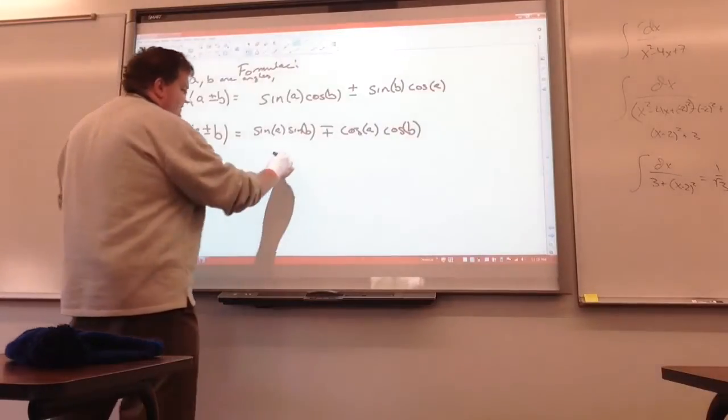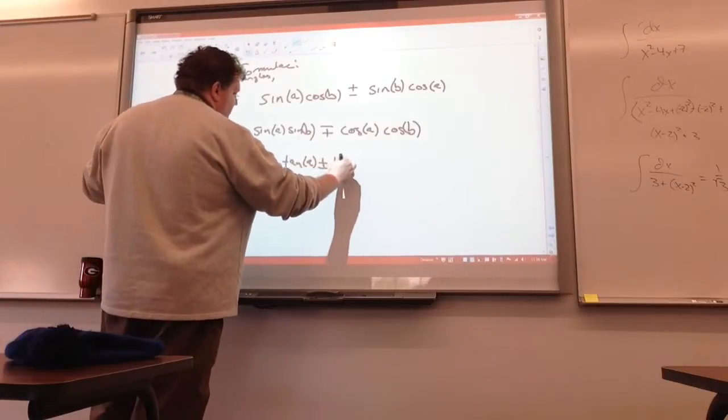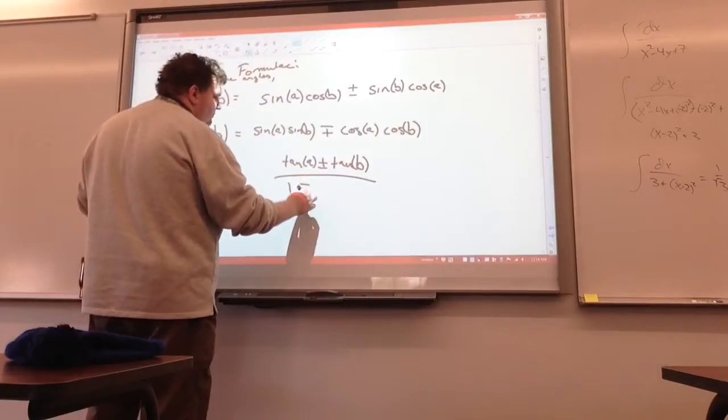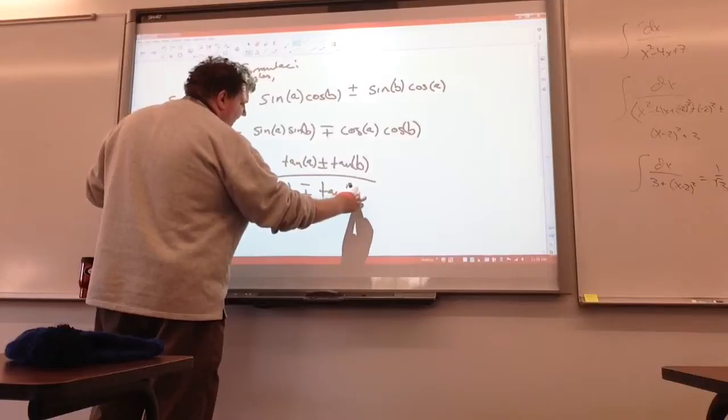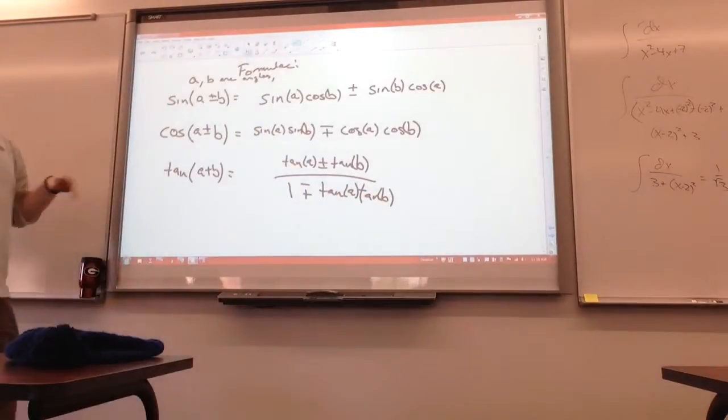The tangent would be the tangent of A plus or minus the tangent of B, all over 1 minus or plus the tangent of A times the tangent of B. That one is nastier. There are two sides in there and they flip, so tangent ends up being a lot more difficult. But again, all these things are just a matter of plugging in numbers to get this to work.